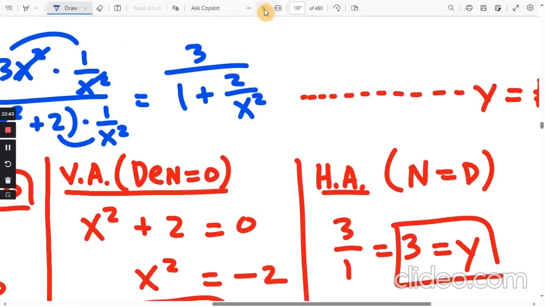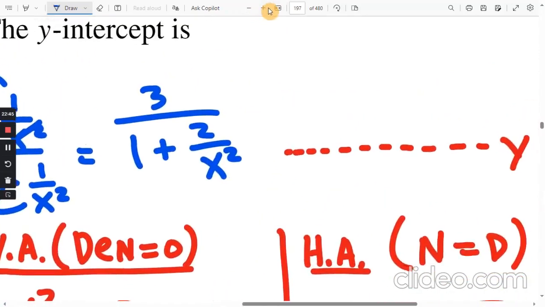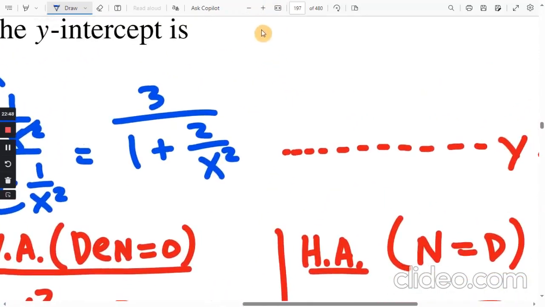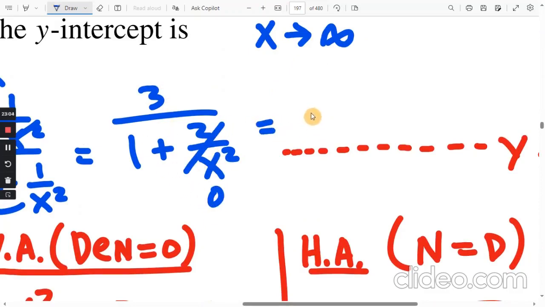And now if you look at this function here, what happens when x goes to infinity? As x gets larger and larger, what happens here? You get 2 over a big number. This thing just approaches 0. The 2 over x squared just approaches 0. And you're left with 3 over 1. So as x approaches infinity, y approaches 3.